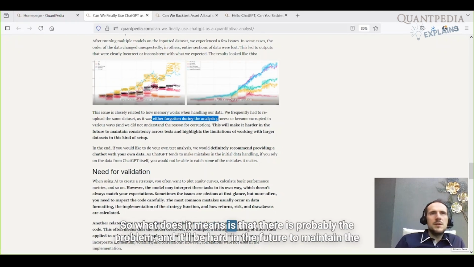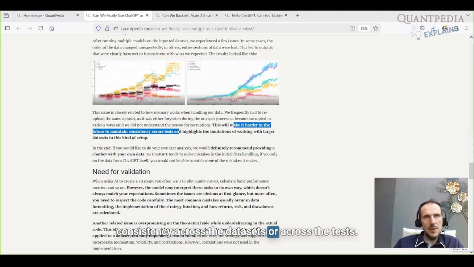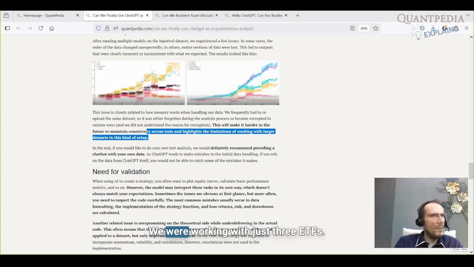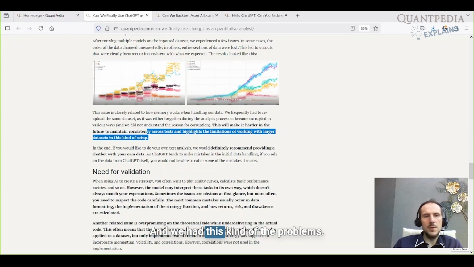What this means is that there is probably a problem, and it will be hard in the future to maintain consistency across the data sets or across the tests, and there are definitely limitations when you want to work with large data sets. We were working with just 3 ETFs and just a 10-year history, so it was a few thousand data points, which is not a lot, and we had these kinds of problems.